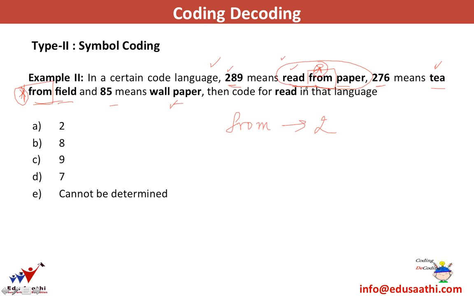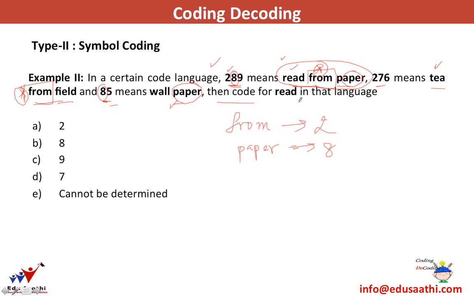Let's take the first one, read from paper and wallpaper. I have paper common here, paper and paper. Now I'll see in their codes which number is common. I have 85 here, 8 and 5, and 289 here, 2, 8 and 9. So I find that this 8 is common. So now I can say that paper is coded as 8.